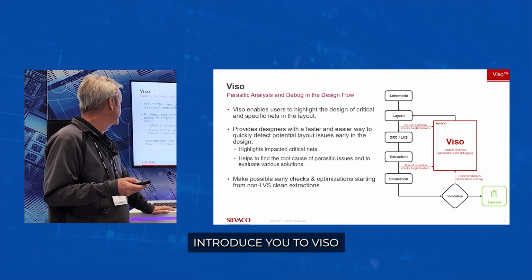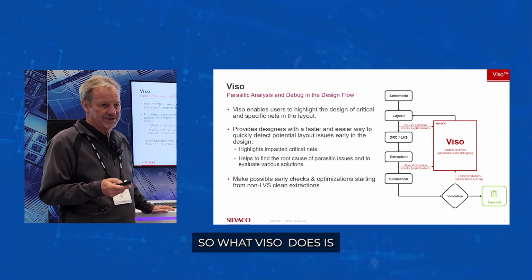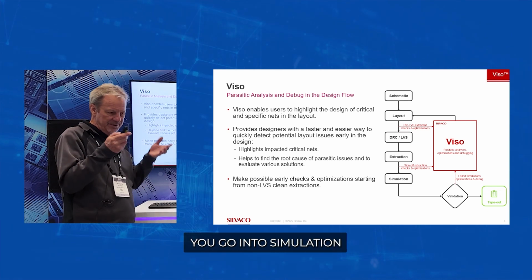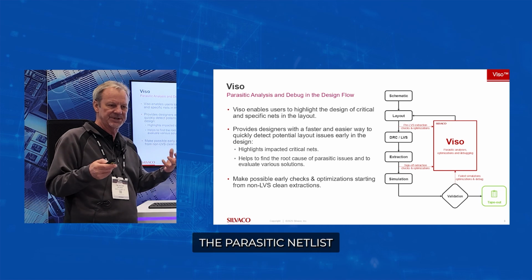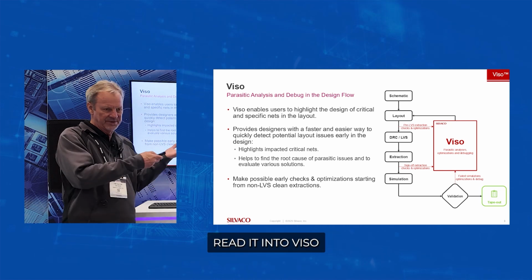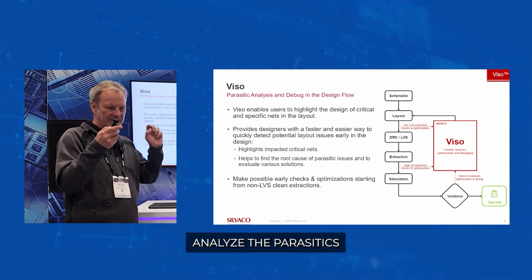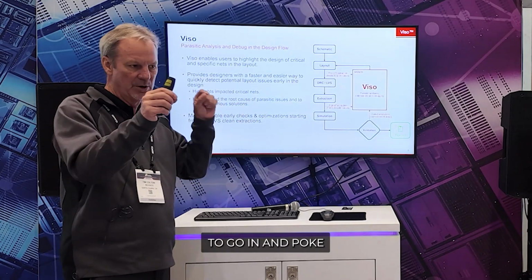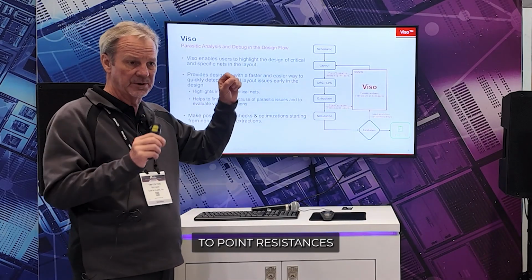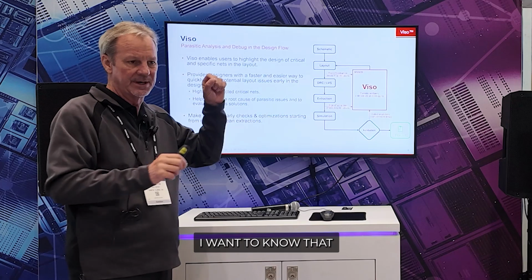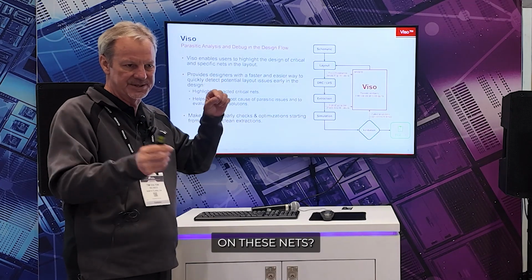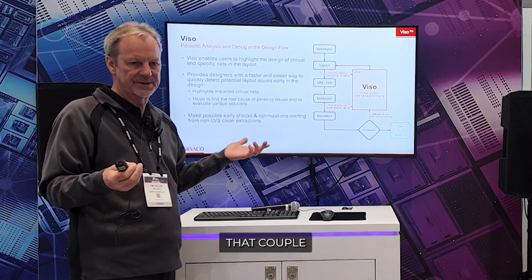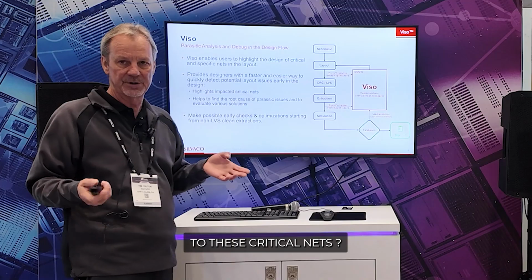Okay, so I wanted to introduce you to Viso. What Viso does is, before you go into simulation, you're able to take the parasitic netlist, read it into Viso, and actually analyze the parasitics on the design. So that means you're able to go in and poke around and ask, what are the point-to-point resistances of all my critical nets? I want to know that. Or what are the delays on these nets? What are the coupling capacitors that couple to these critical nets?